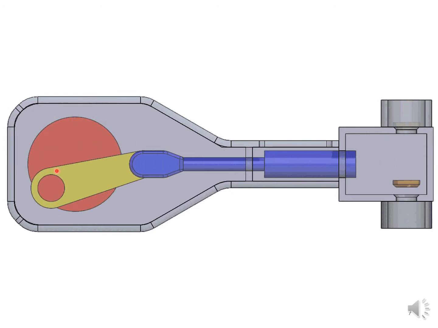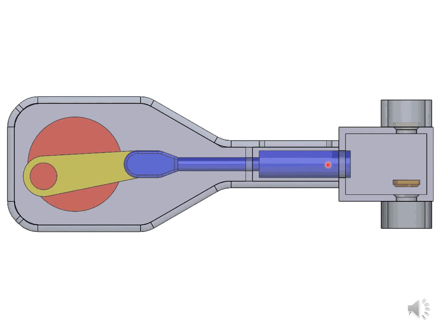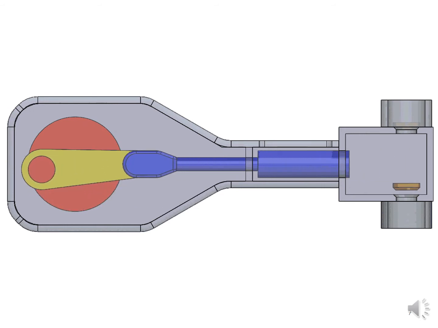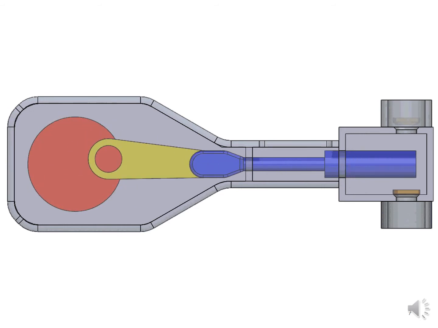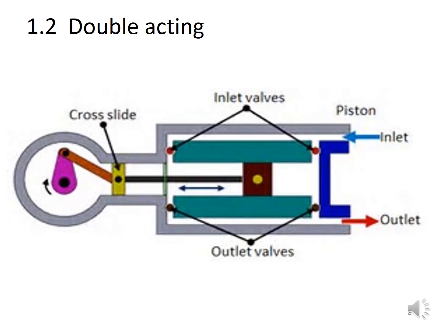Okay, connecting rod, crankshaft, piston, cylinder, everything is same. Okay, let's move back to the simple form of compressor. Now double acting compressor, you have this here. What is this? Double acting compressor.